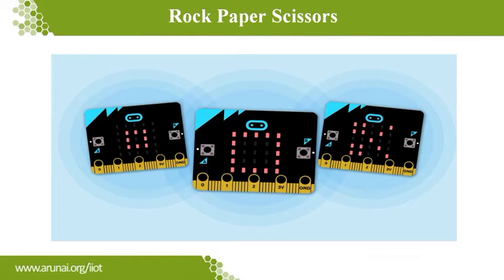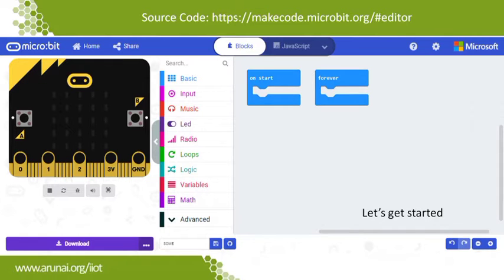Here the winner is decided based on the random output of rock paper scissors. Each time the player shakes the microbit, the rock paper scissors will change in microbit and also the score is displayed to the user in microbit using LEDs. Now let us see the demonstration of how to implement a code and upload it in a microbit.